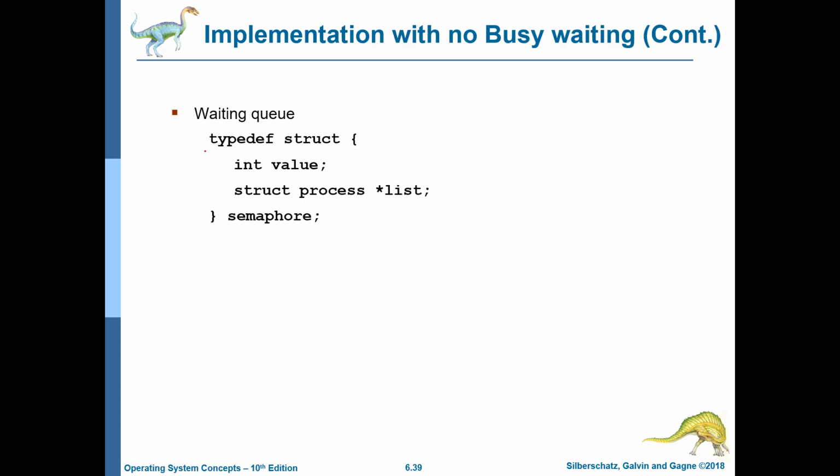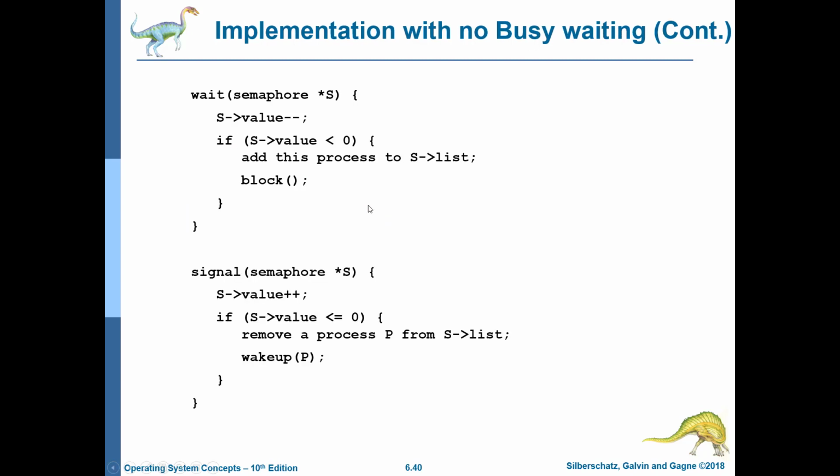So in a waiting queue, this is how we can define a semaphore. The semaphore, needless to say, will have a value which is updated atomically, and we'll have a list of processes implemented as a linked list. The wait function, atomically, will decrement the value. If the value is less than 0, then we add the current process to the linked list and block. Everything is done within the kernel.